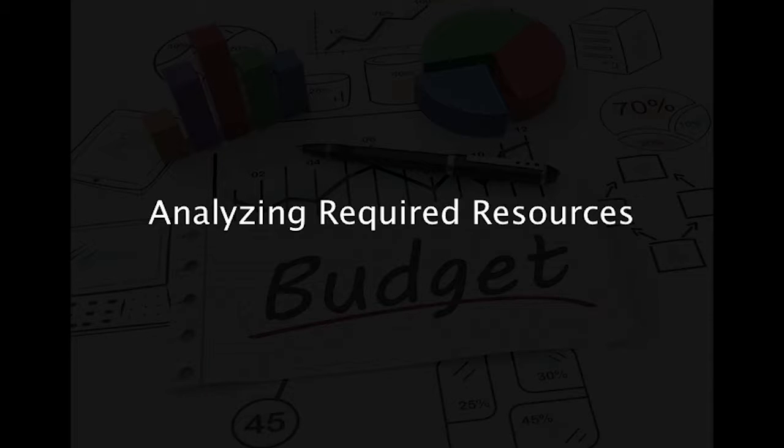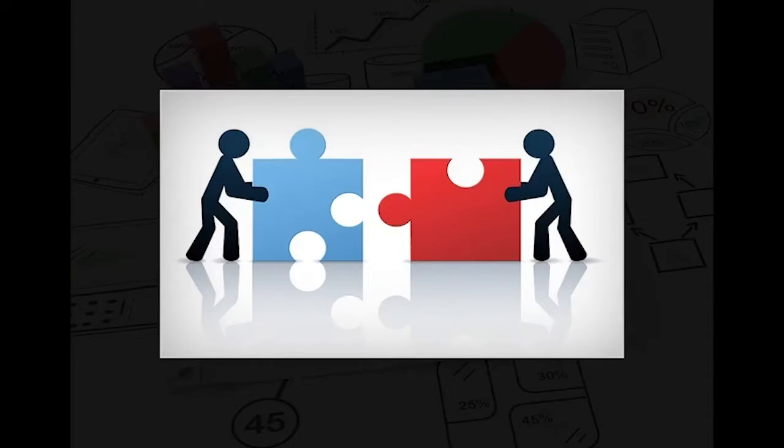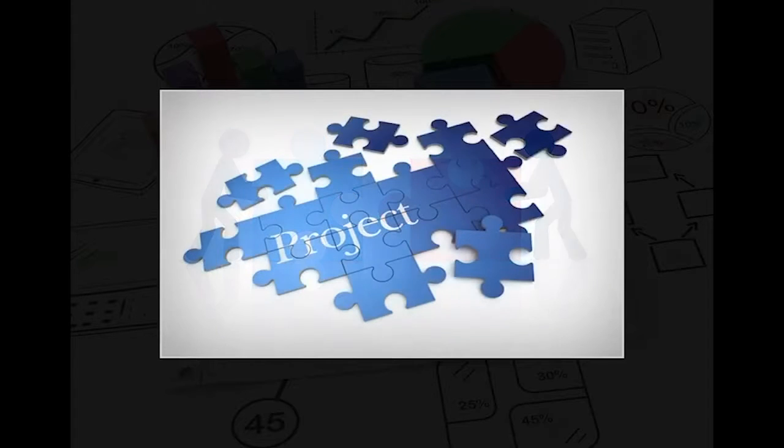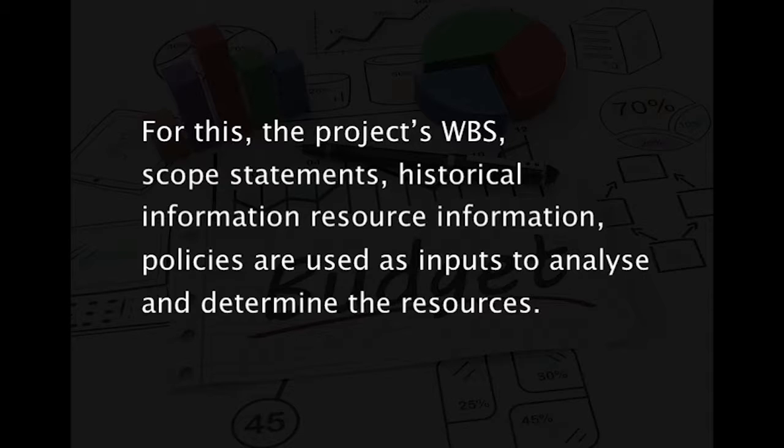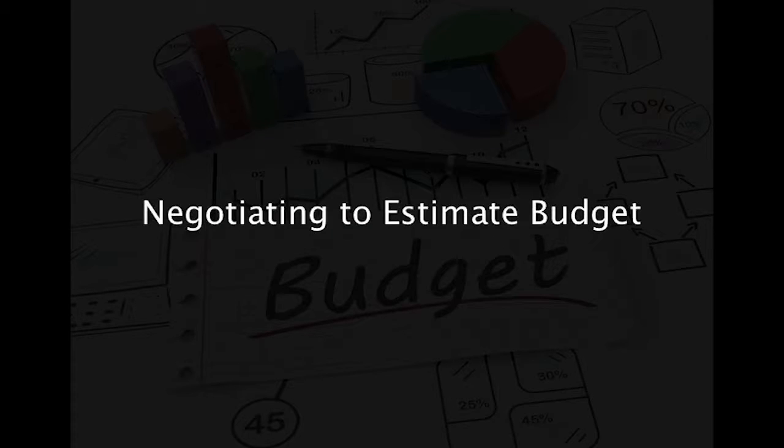Next is analyzing required resources. Resource requirements involve determining what resources such as people, equipment, services and material, and the quantities of these, are required to complete the project. For this, the project's WBS, scope statements, historical information, resource information, and policies are used as inputs to analyze and determine the resources. Next is negotiating to estimate budget.